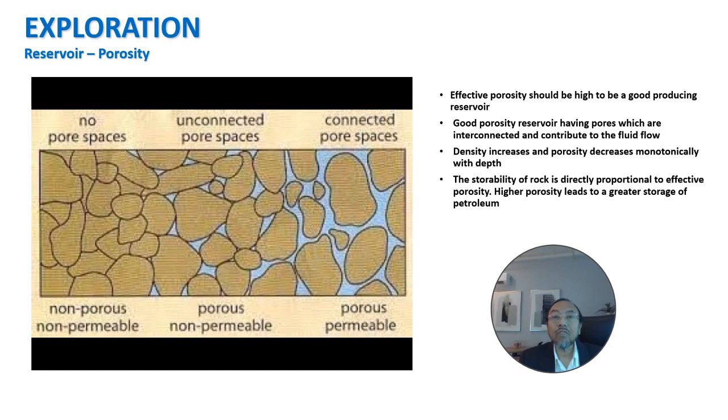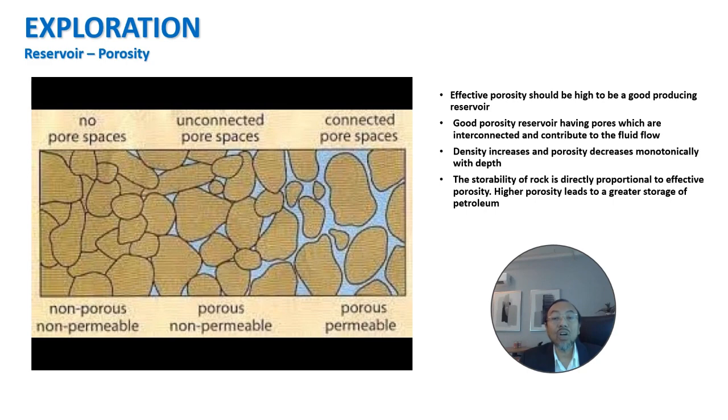Almost all hydrocarbon reservoirs are composed of sedimentary rocks in which porosity values generally vary from 10 to 40% in sandstones and from 5% to 25% in carbonates. Effective porosity should be high to be a good producing reservoir. A good porosity reservoir has pores which are interconnected and contribute to the fluid flow. Density increases and porosity decreases monotonically with depth.